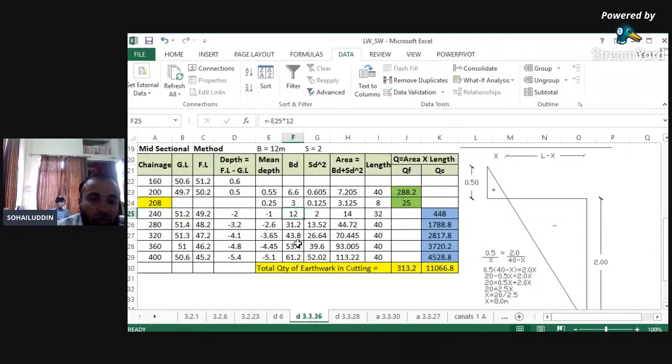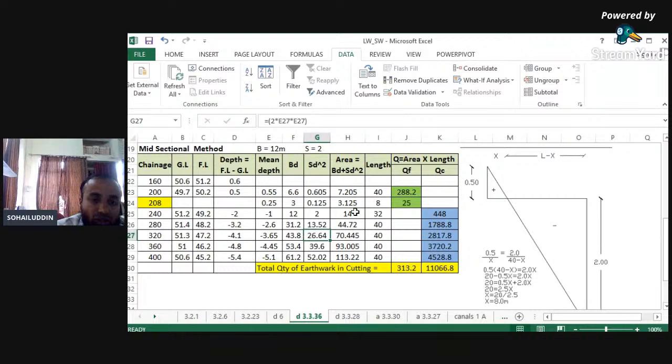Again B into D, and for the various SD square. S in this case is the same, that is 2. So 2 multiplied by D square: 0.5 square. Again 2 multiplied by 0.25 square. Again 2 multiplied by 1 square. The same way for the respective SD square. Area is nothing but the addition of BD and SD square. As the mean depth method is used, this whole row will be empty.